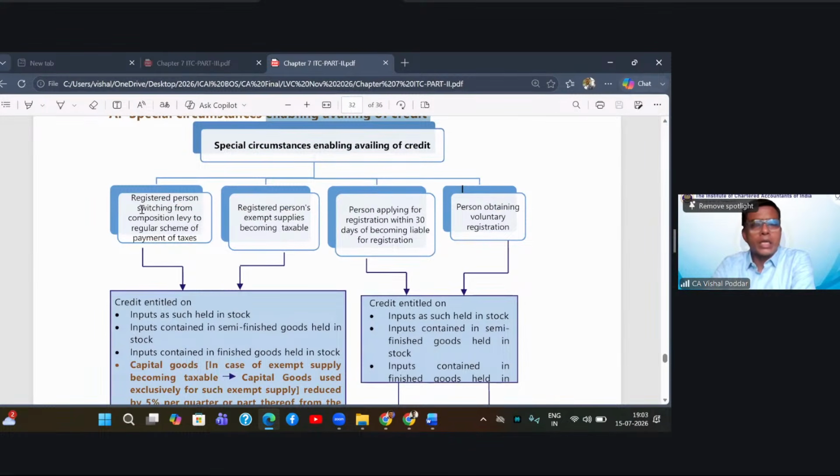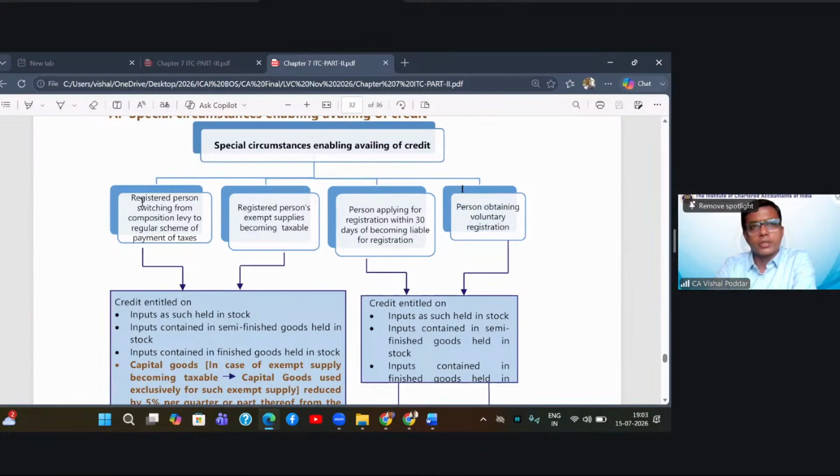So till now you are not eligible for credit, but now onwards you become eligible for credit. What are those scenarios? Two scenarios are where you become liable for registration because you have crossed the threshold or you are falling in section 24 category and you make application within 30 days. Or second, where you are voluntarily applying for registration. So both these scenarios are where earlier you are unregistered, now you are becoming registered.